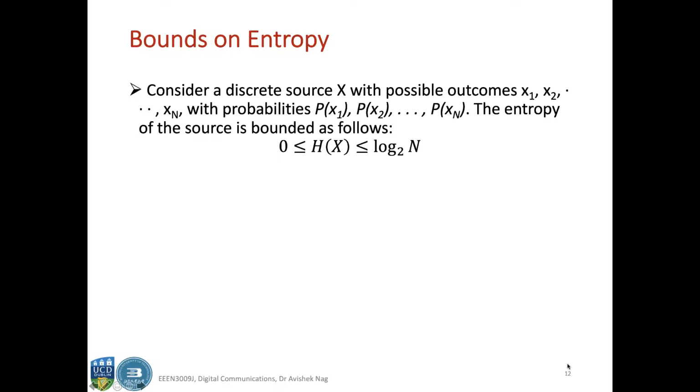So talking about entropy, there are certain bounds on the entropy, and that comes directly from the mathematical definition of entropy. So basically, if you consider a discrete source x with possible outcomes x1, x2 up to xn with their individual probabilities, then the entropy of the source is basically bounded between 0 and log of n to the base 2. Okay, and I leave this to you as an exercise.